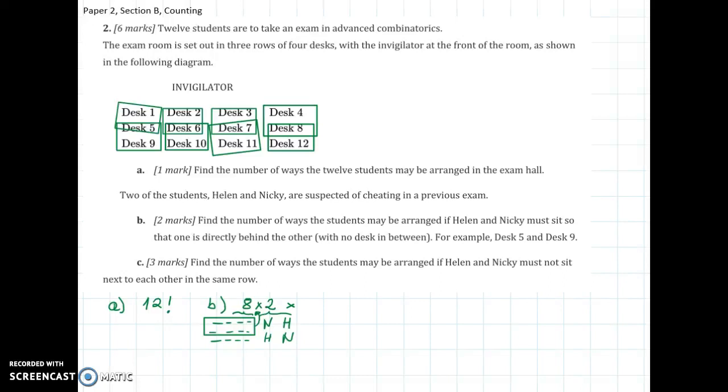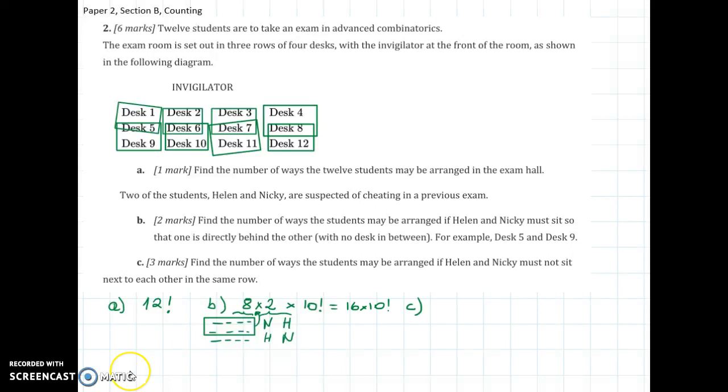Well, so far we made sure we know where to sit Helen and Nikki, but we still have 10 more students and they can sit in any of the 10 spots that are left in any possible way. So we have 10 factorial. So we need to find what is 16 times 10 factorial, and as I say, go to your calculator and find that.